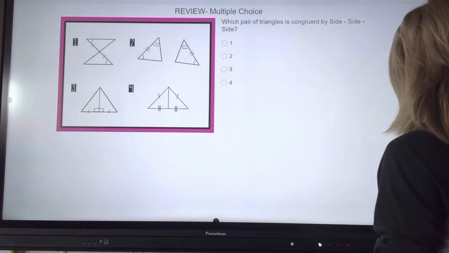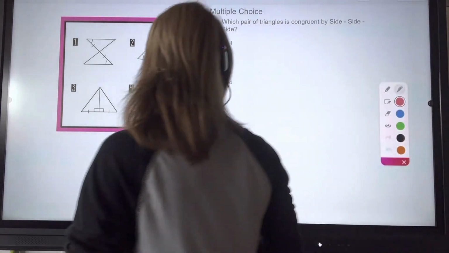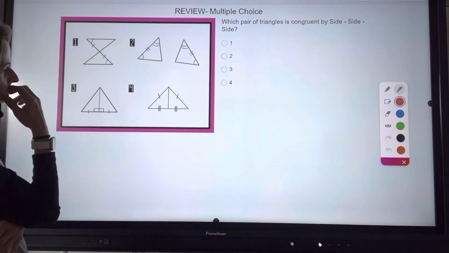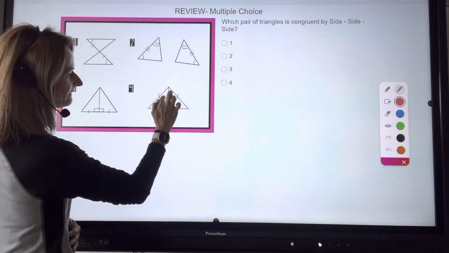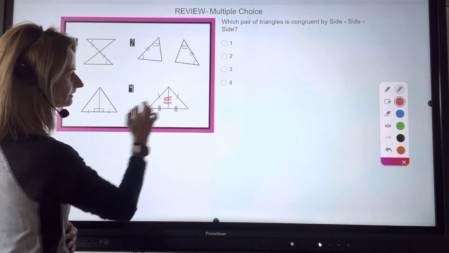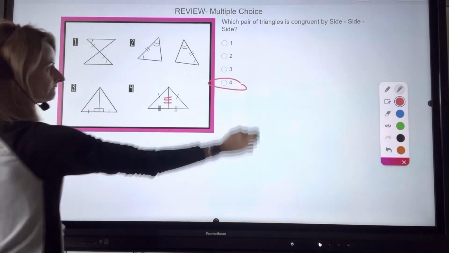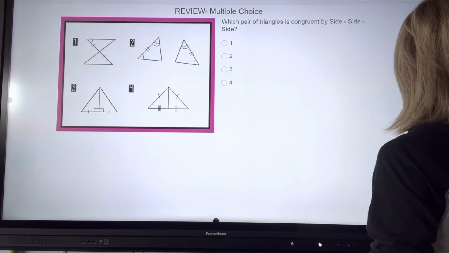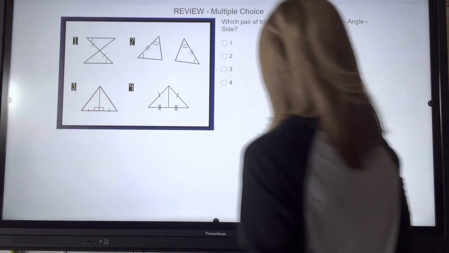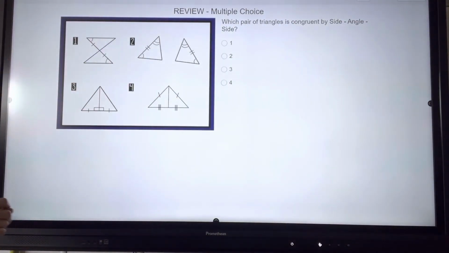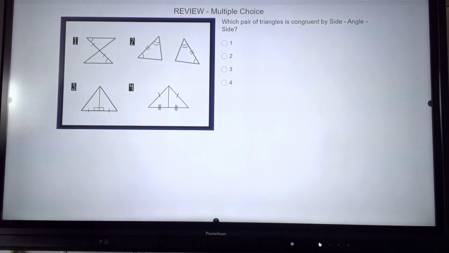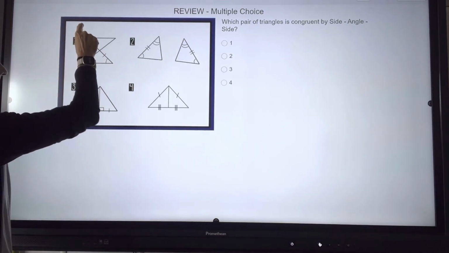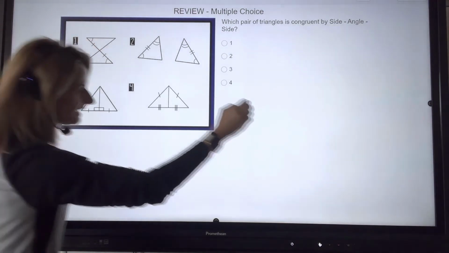Review. Which pair of triangles is congruent by side, side, side? Yep, because we have this side right here. So that is 4. Which pair of triangles is congruent by side, angle, side? 1 is angle, side, angle.